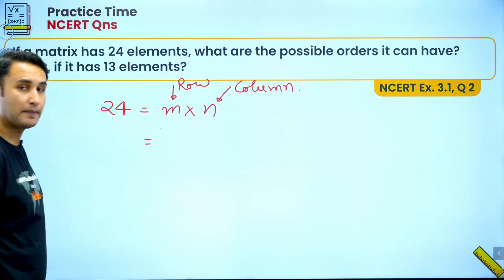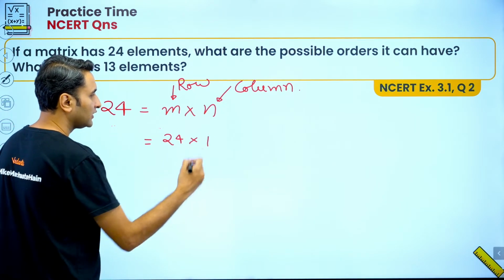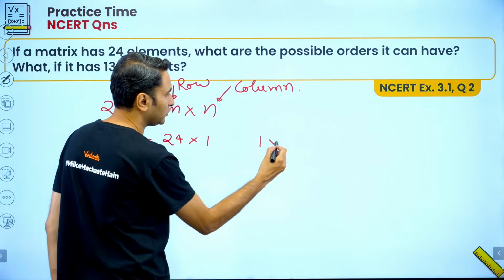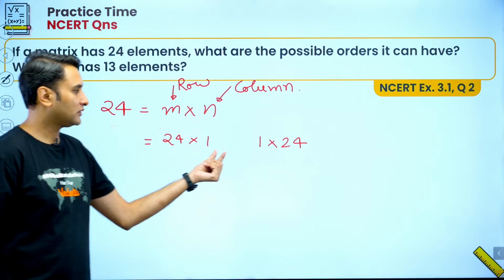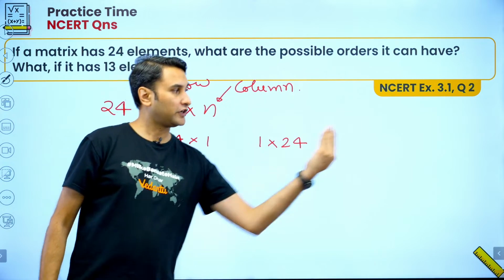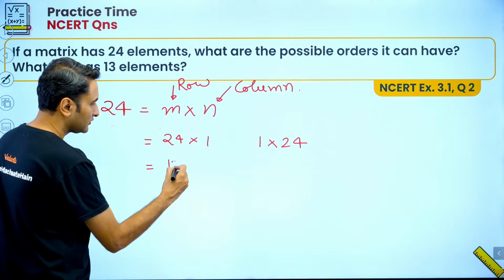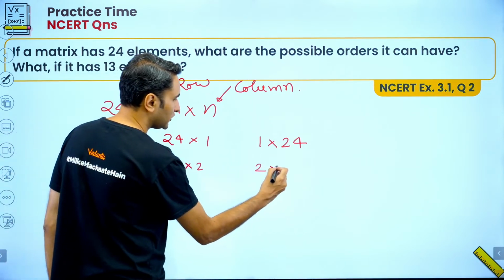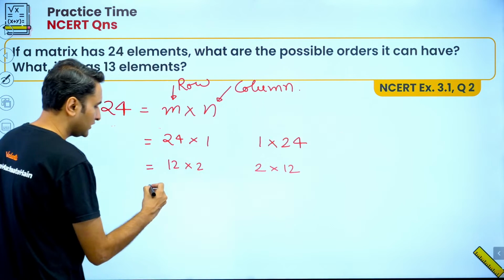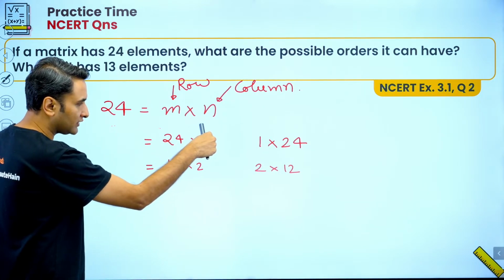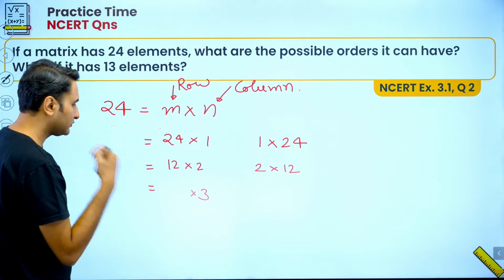So you can write this as, starting with 24 itself, 24 into 1. If you are writing 24 into 1, you should also write 1 into 24. 24 rows, 1 column. 1 row, 24 columns, right? Then second one is 12. So 12 into 2, then 2 into 12. So 12 rows, 2 columns, 2 rows, 12 columns. You can reduce or increase the number here. 1, 2, so next will be 3. What gets multiplied by 3 to give you 24? 8.